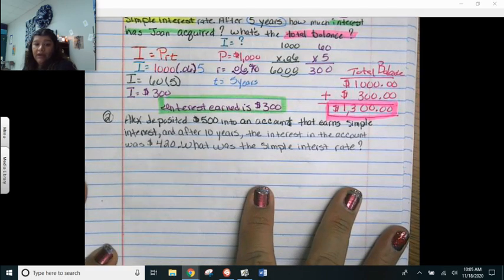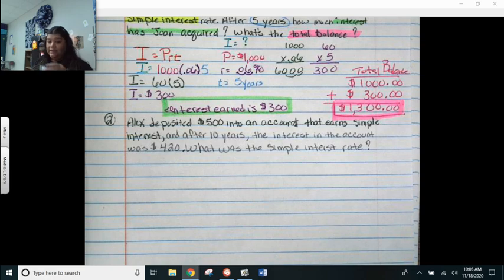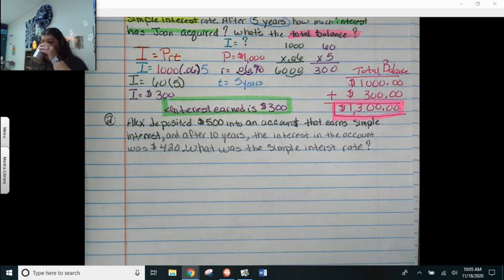Go ahead and copy the second one down, and then press play when you are ready to see it. All right, so let's see. It says, Alex deposited $500 into an account that earns simple interest, and after 10 years, the interest in the account was $420. What was the simple interest rate? So here, you're going to see what's going to happen.